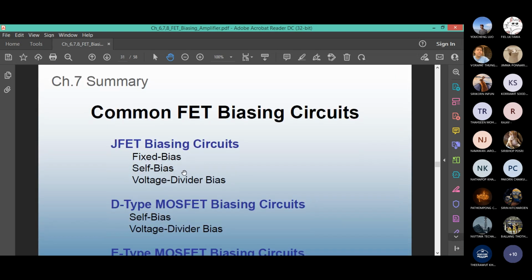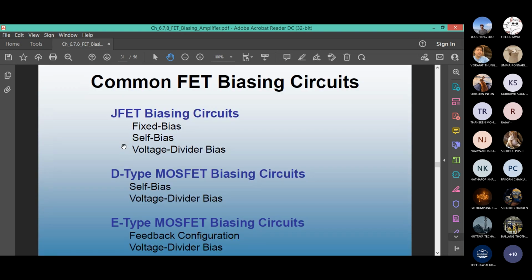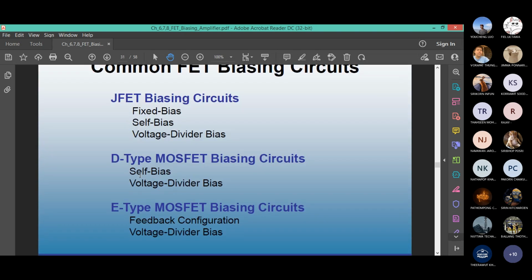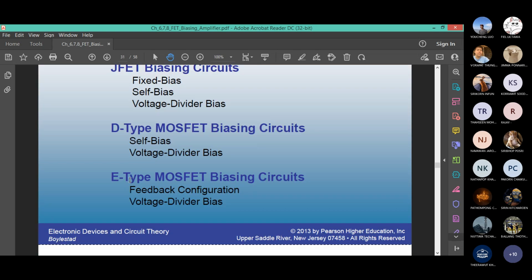Fixed bias, self-bias, voltage divider. This is for JFET. When we study biasing in this course, we do biasing only for JFET. If you are curious, if we are using a D-type MOSFET, you can use self-bias and voltage divider. For an enhancement type, it is possible to do two types, feedback and voltage divider, which are the most common ones.